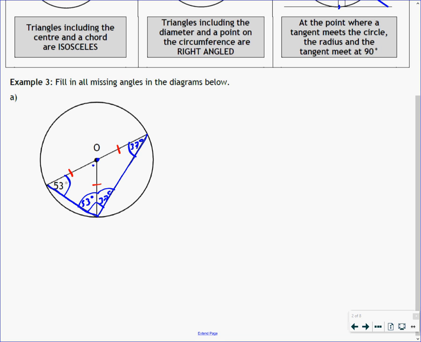And I can find the size of this angle here and this angle here by just doing our sum away from 180. So 53 plus 53 away from 180, this angle here will be 74 degrees. Then we have 37 plus 37 away from 180, will give us 106 degrees. Okay?